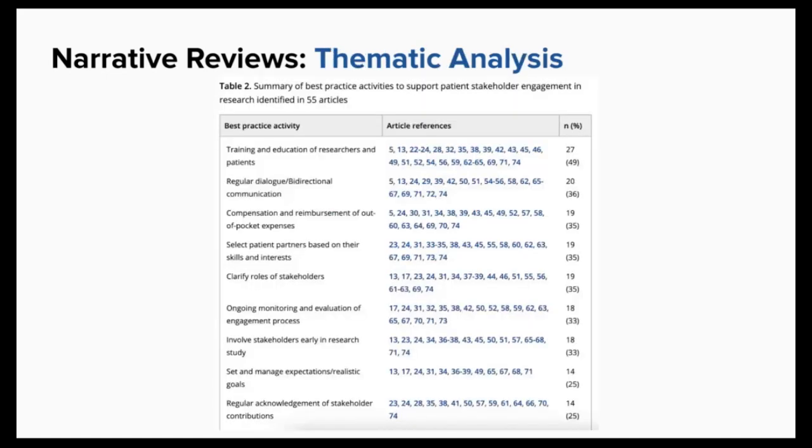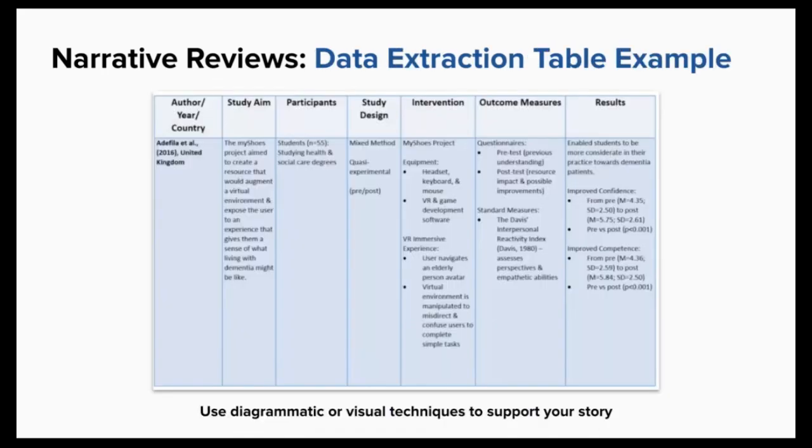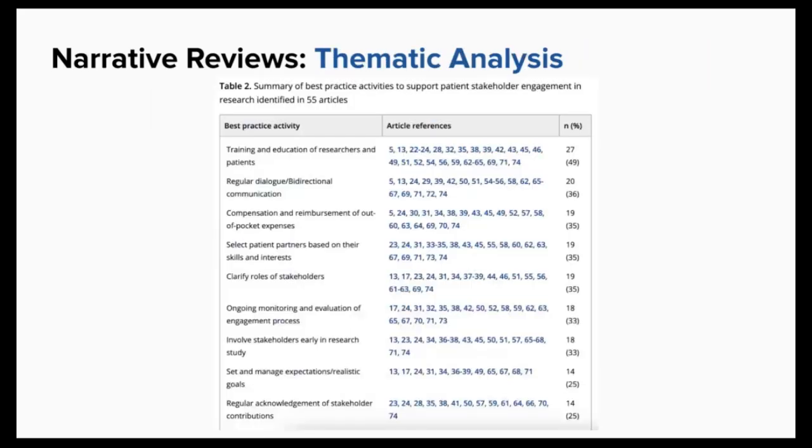Now, the table that we have here is slightly different. So in the previous table, we were extracting data really for summary purposes. Here, however, we see that the table is for thematic analysis, meaning the researcher was interested in figuring out which papers or which research records mention particular themes. So the best practice activity column on the left identifies a whole bunch of themes that the researcher was interested in. And then in the middle column, article references, they've hyperlinked to the different references that include those themes.